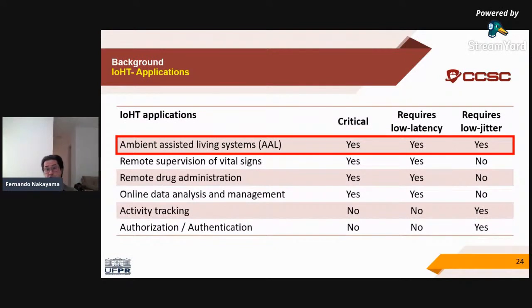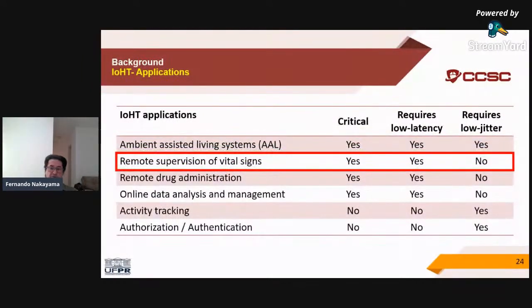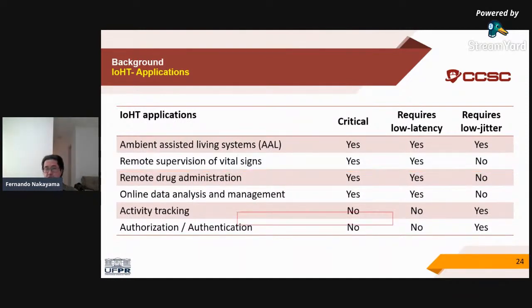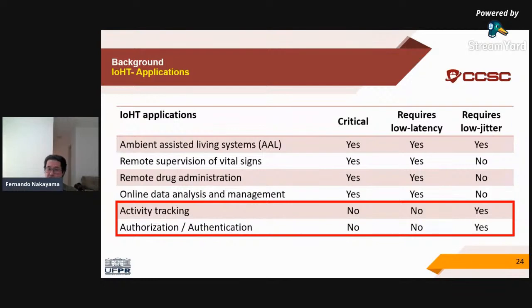Other applications require low jitter, such as remote interviews or online medical appointments. Remote supervision of vital signs is also a critical application, and it also requires low latency, but it doesn't require low jitter. We have more simple applications such as activity tracking and authorization and authentication of devices and users. So these are important applications, but they don't deal with life-threatening situations. So we don't consider them critical. They don't require low latency, but they require low jitter.